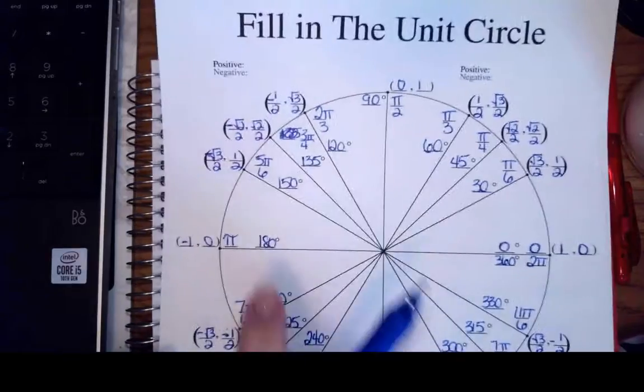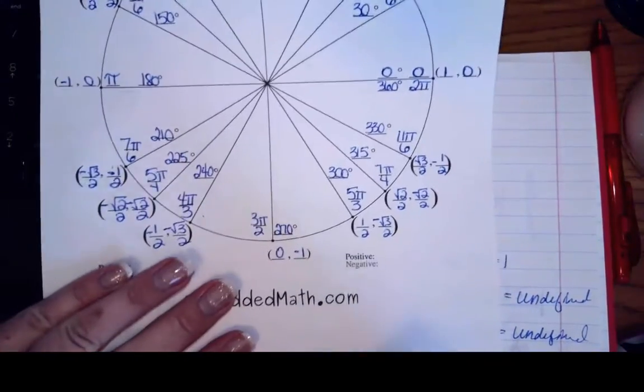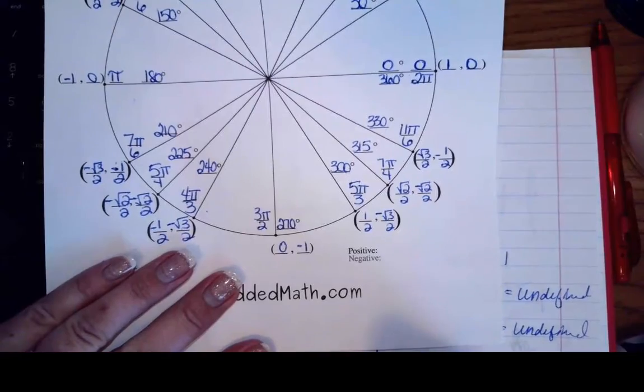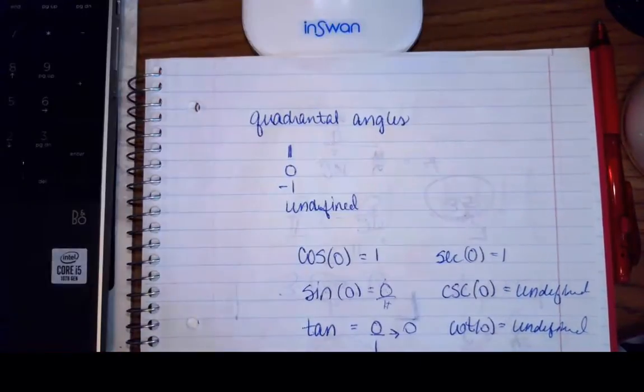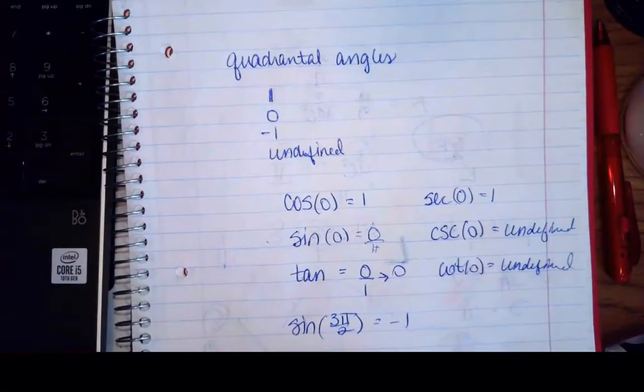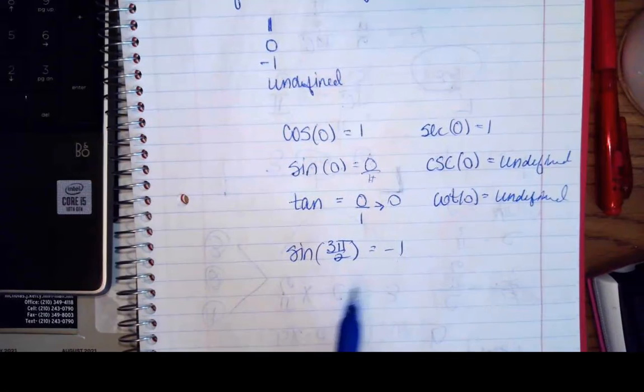So for instance, if I ask you about the sine of 3 pi over 2, the sine of 3 pi over 2 is actually -1. You can't see what I'm writing. It is actually -1, which means the cosecant is also -1. But cosine will be 0, so secant will be undefined. So that's the purpose of learning specifically about quadrantal angles.